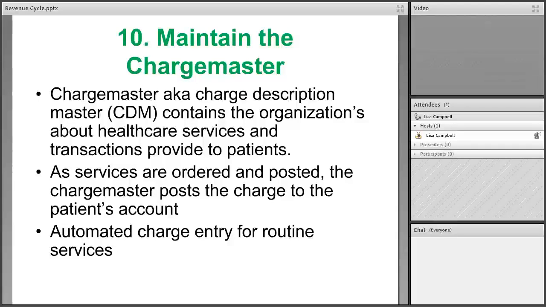Number 10, maintain the Chargemaster. So we know all about the Chargemaster. We learned about this in coding, but the Chargemaster is really this electronic file where different departments are going to be entering their charges at the point of service. So for example, a patient goes to the radiology department and they receive a 2-view chest x-ray. The radiology department is going to be responsible for entering that charge.